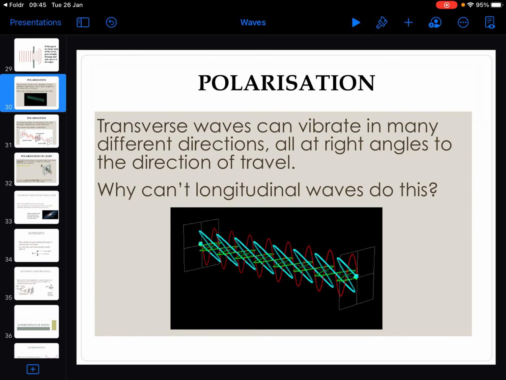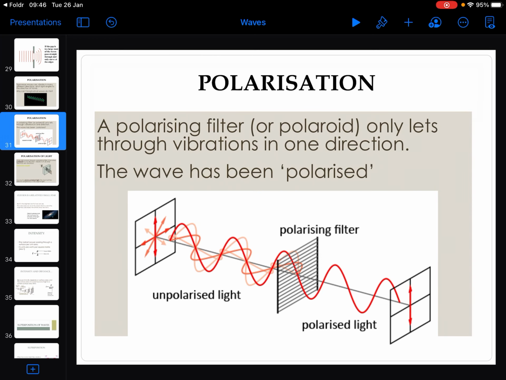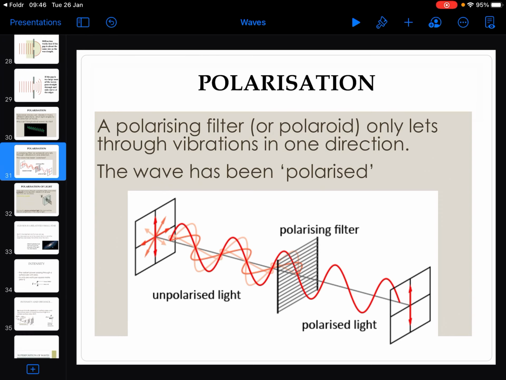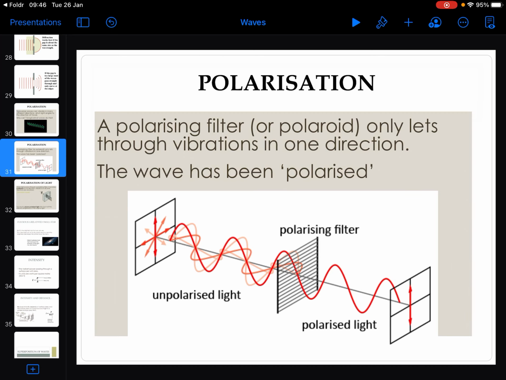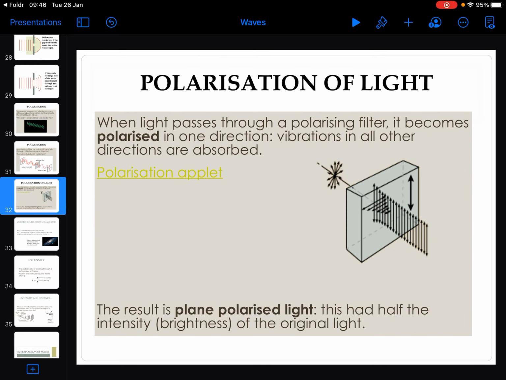Polarization. Transverse waves can vibrate in many different directions, all at right angles to the direction of travel. Longitudinal waves can't do this because all of their vibrations must go parallel to the direction of transfer. We know this. So a polarization filter only lets vibrations through in one direction, and it only works on transverse waves. So if you have a look at the diagram, on the left-hand side, you've got a wave which is transverse, but you can see it's vibrating in lots of different directions. After it's gone through the polarizing filter, it will only vibrate in one direction. So it's a really good way of proving that things are transverse using polarization.